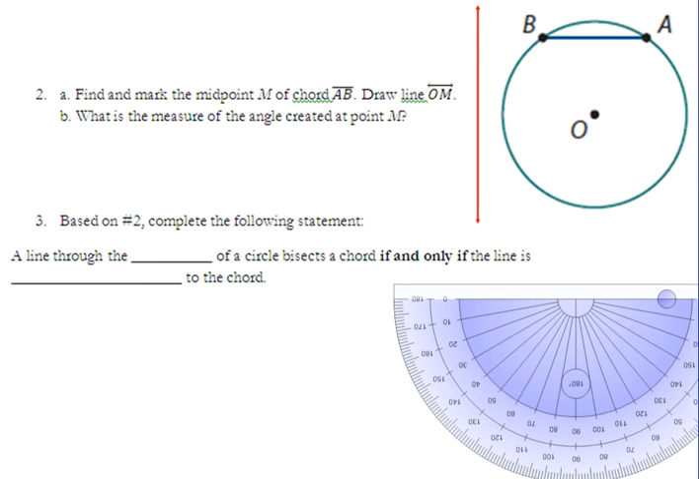Okay, there on the back, there are some instructions for working this out. I'm going to show it to you, and then we're going to draw the conclusion together. It says, find and mark the midpoint M of chord AB. All right, so the midpoint is the point right in the middle, thus midpoint, right?